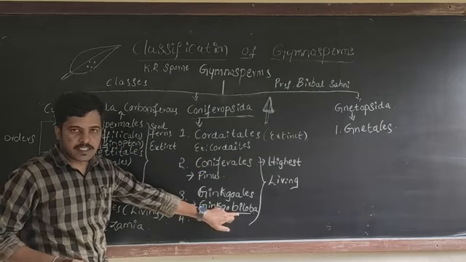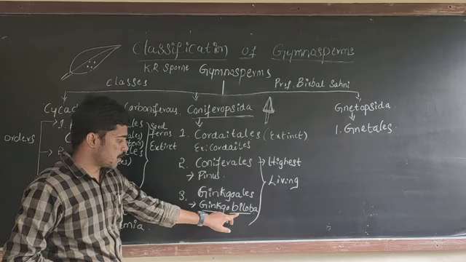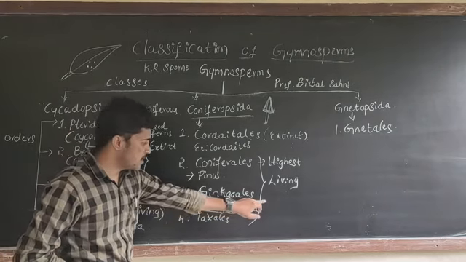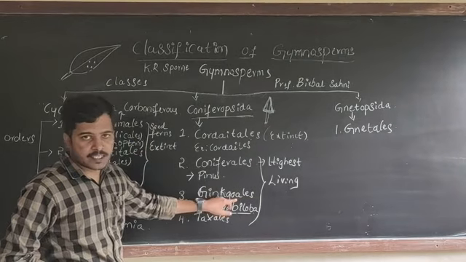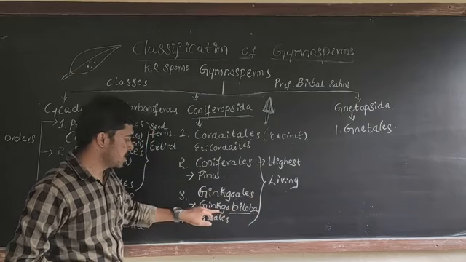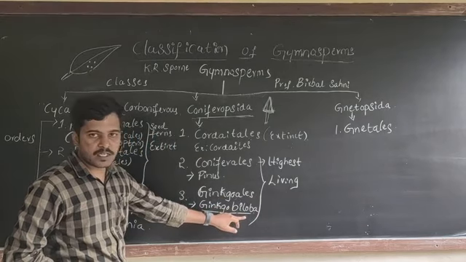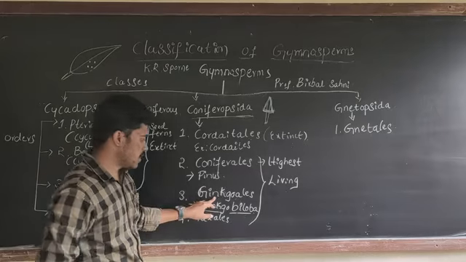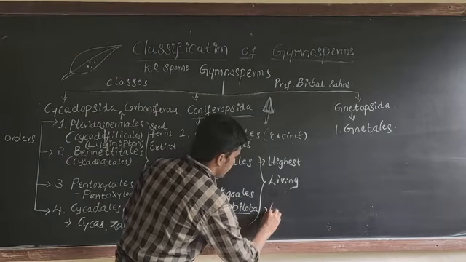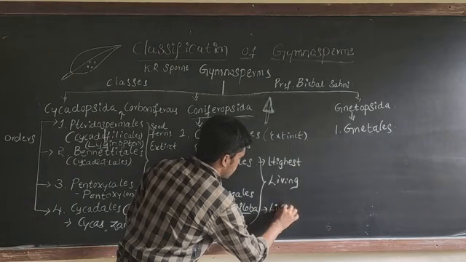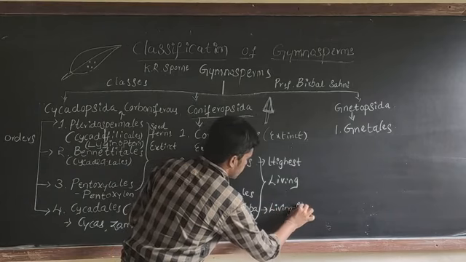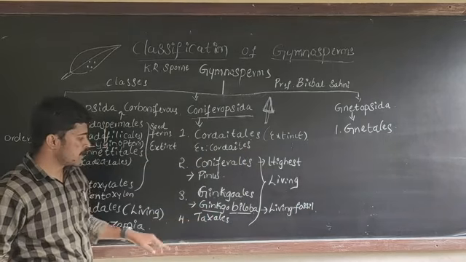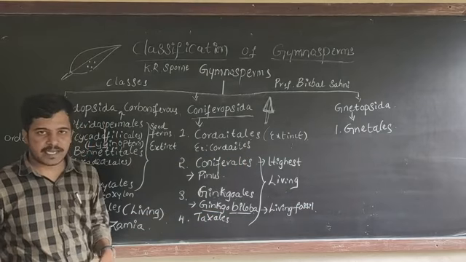Ginkgo biloba is the only living gymnosperm which comes under the order Ginkgoales. All other gymnosperms which belonged to this order became extinct. Only Ginkgo biloba is the living form which comes under this order. So that's why it is also known as a living fossil.